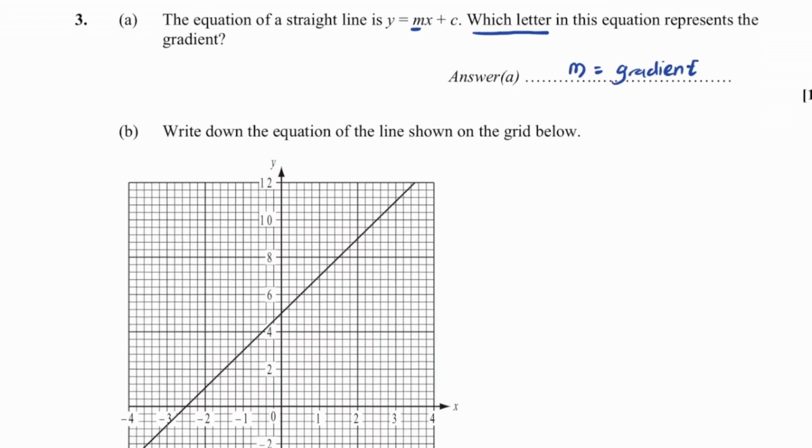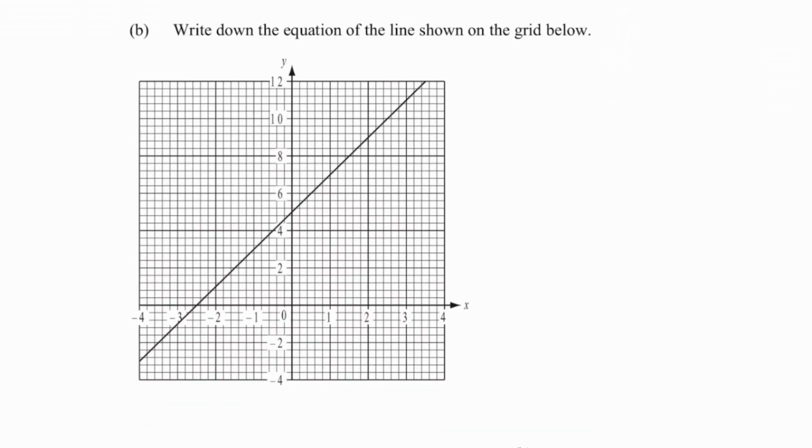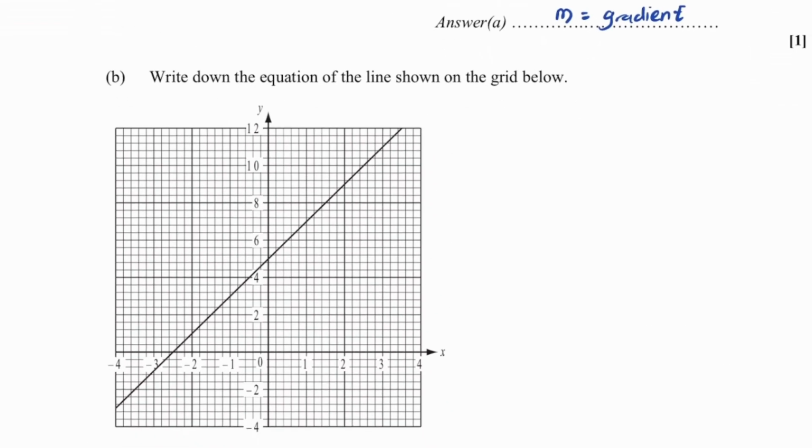Write down the equation of the line shown on the grid below. Oh, you have to write down the equation. So this is a straight line, right? You follow the format y equal to mx plus c if it's a straight line. Okay? If it's a straight line, you follow this format. So y equal to mx plus c.